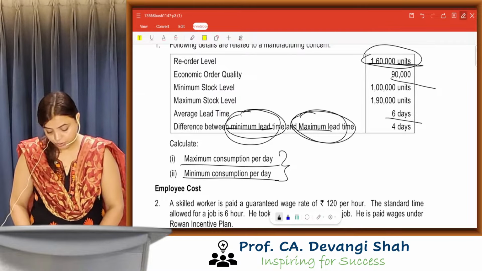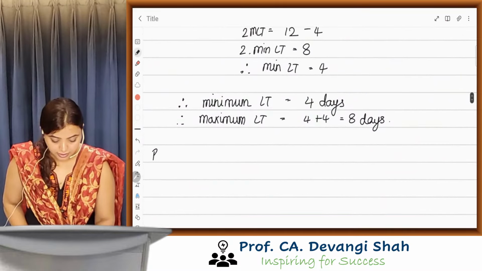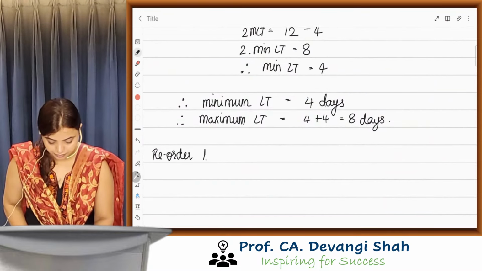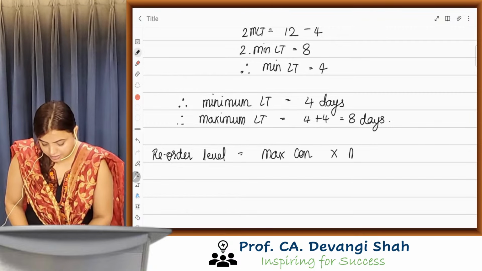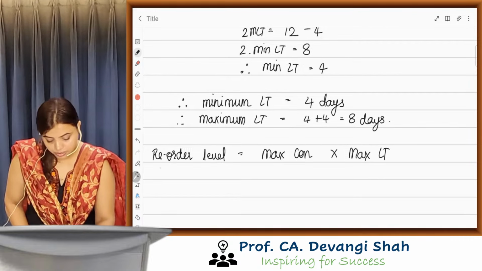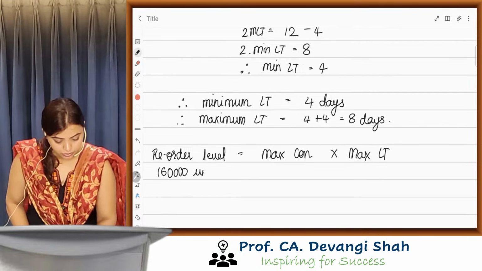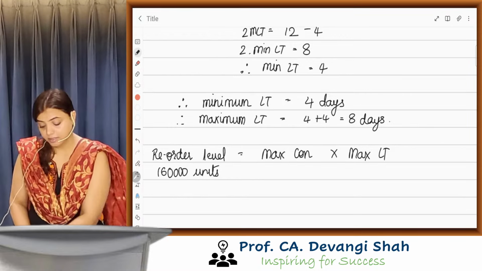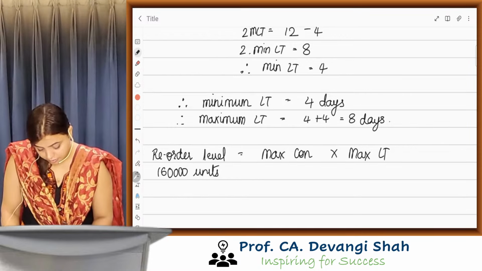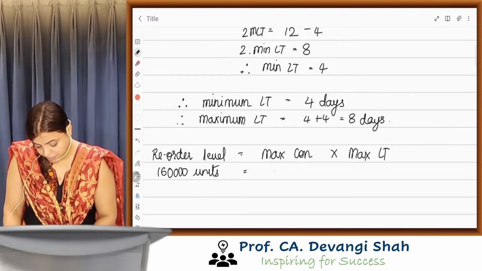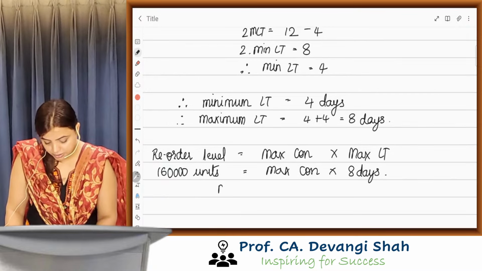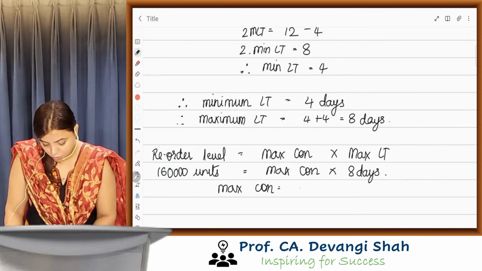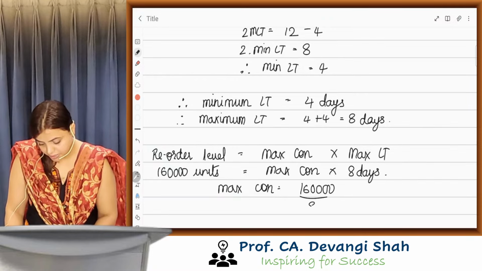अगर आपको याद हो तो by any chance, reorder level is maximum consumption into maximum lead time. Reorder level is already given to us, 1,60,000 units, right? Maximum consumption nahi pata. Maximum lead time 8 days. So let's divide this. Maximum consumption will be 1,60,000 divided by 8.